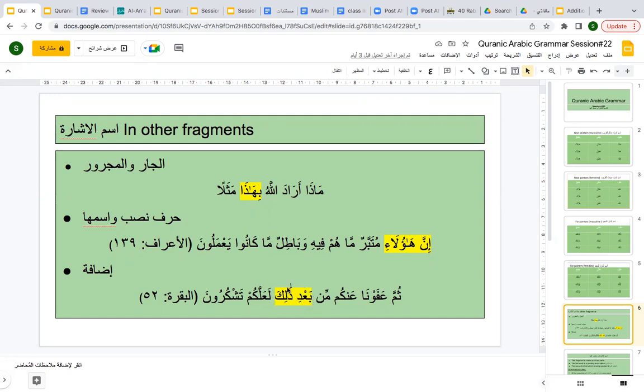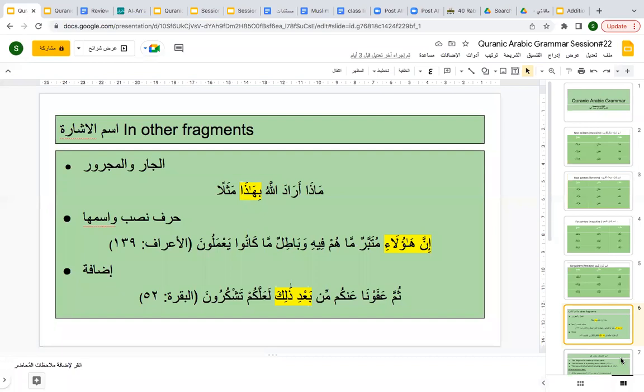So if there was no mudaf ilayhi here, it would have been very angry, very alone, as Sister Alina once mentioned. So it would have been with dhamma. Okay, min ba'du. But here it is min ba'di because it has a mudaf ilayhi after that. Ba'di means after, and zalika means that. So everyone can see that there is an idafa here, and that is why it did not get angry or lonely, because it has its mudaf ilayhi.